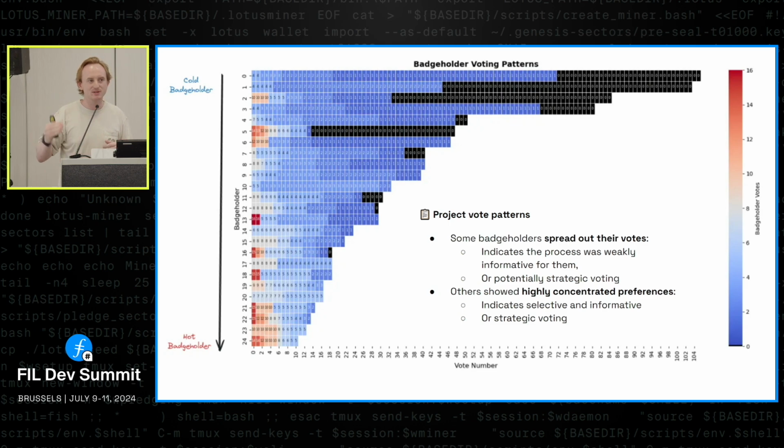And some badge holders were very spread out. They gave a little bit of votes to everybody. And then other badge holders were super decisive. They were like, this project is awesome. This is getting all of my votes. And they really concentrated their votes on a very small handful of projects. So it was a diverse range of behavior there.